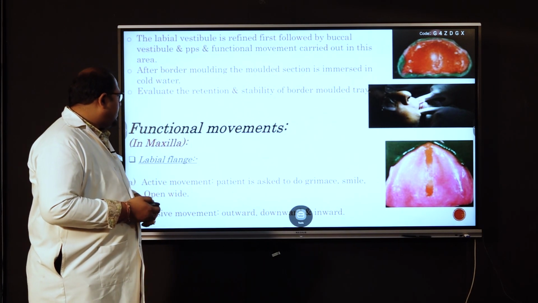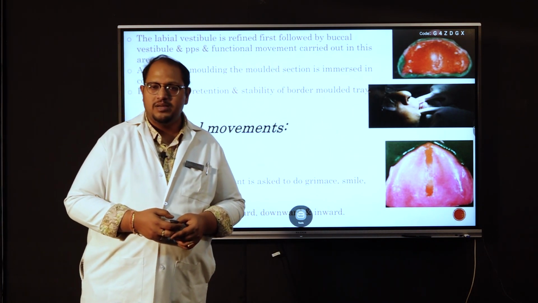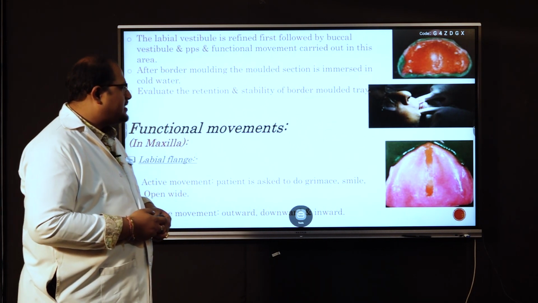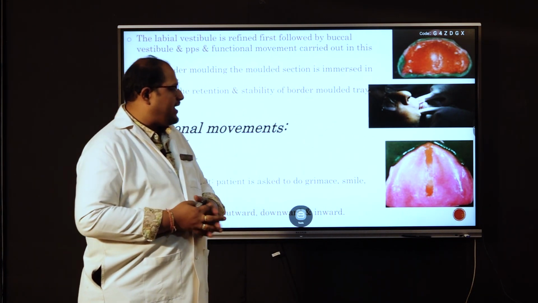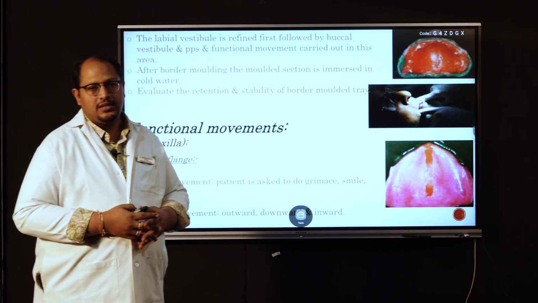So how are we doing that? As I told you, the functional movements in the maxilla, we will be speaking about the different functional movements that we will be taking care of. In the maxilla, first is the labial flange. As we can see, the labial flange area. So first we start with the labial flange of the border molding.